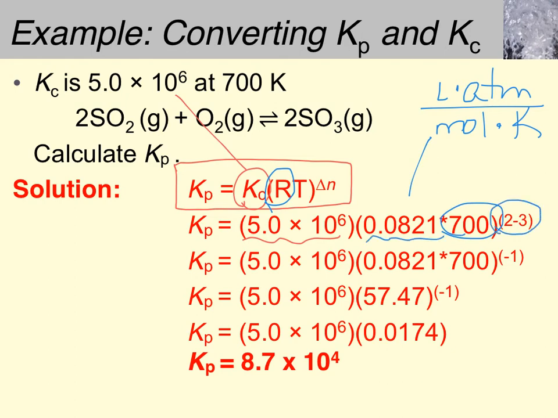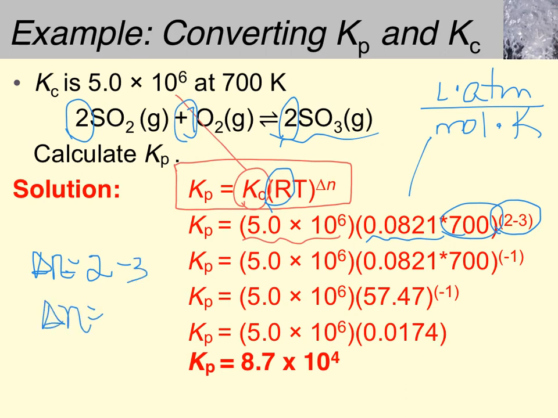And delta N is what I really want you to focus on. Delta N is the difference in the number of moles of gas on the product side minus the moles of gas on the reactant side. How many moles or molecules of gas do we have on the product side? Exactly 2. Okay. How many moles of gas or molecules of gas do we have on the reactant side? We have 2 plus 1, or 3. So delta N equals minus 1. So that's what ends up as the exponent.